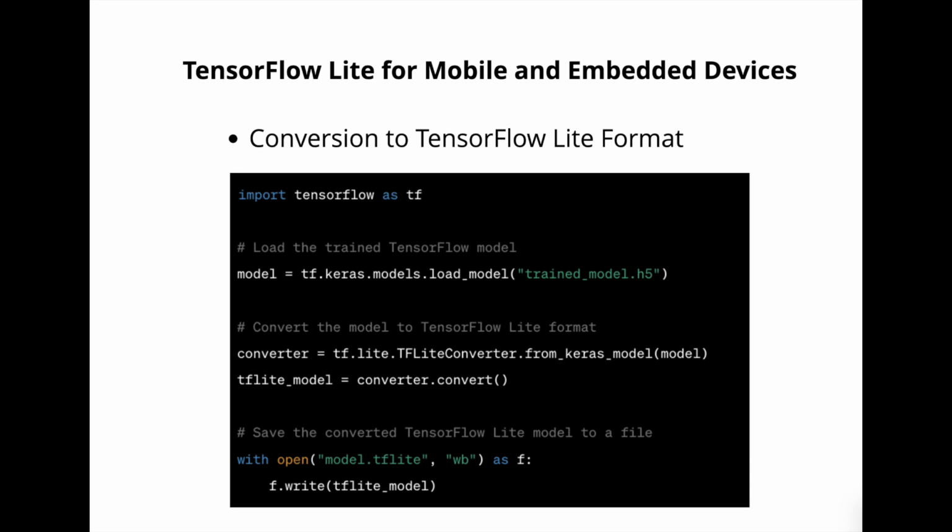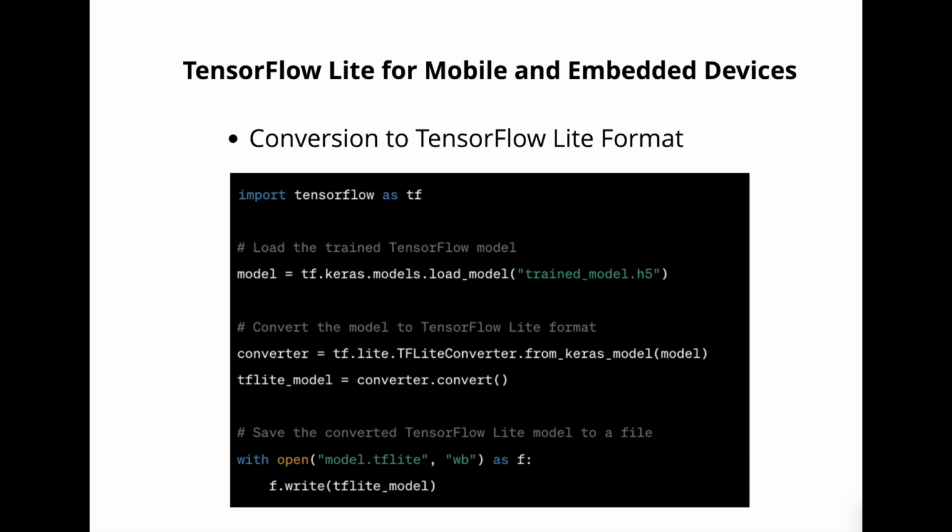Example of conversion using the TensorFlow Lite converter is right here, where we are first importing TensorFlow as tf, then loading the trained TensorFlow model using the load_model function provided by Keras models. Next, we are converting the model to TensorFlow Lite format by calling the from_keras_model function, which is part of the TFLite converter, and passing the model to it, putting it in the converter variable. Next, we are calling converter.convert and saving the result into the tflite_model instance.